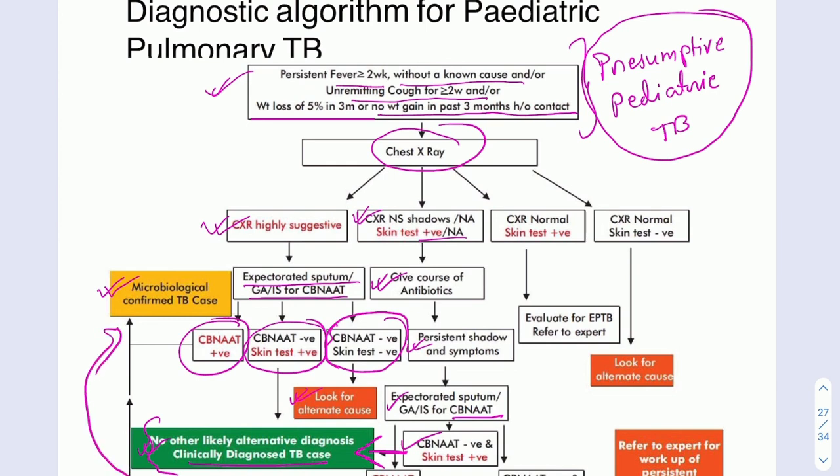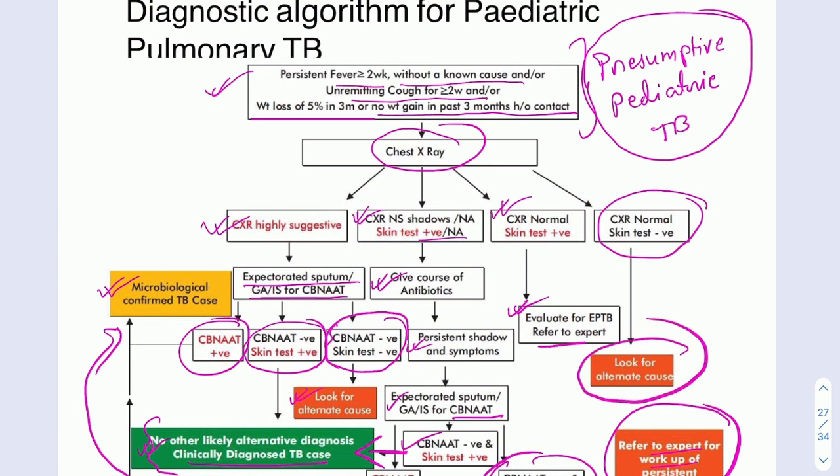If CB-NAT is negative and skin test negative, both negative, then we need to refer to an expert for workup of persistent pneumonia. If chest x-ray is normal but skin test is positive, then evaluate for extrapulmonary tuberculosis and we may refer the case to an expert. If chest x-ray is normal and skin test is negative, then definitely we need to look for the alternate cause.